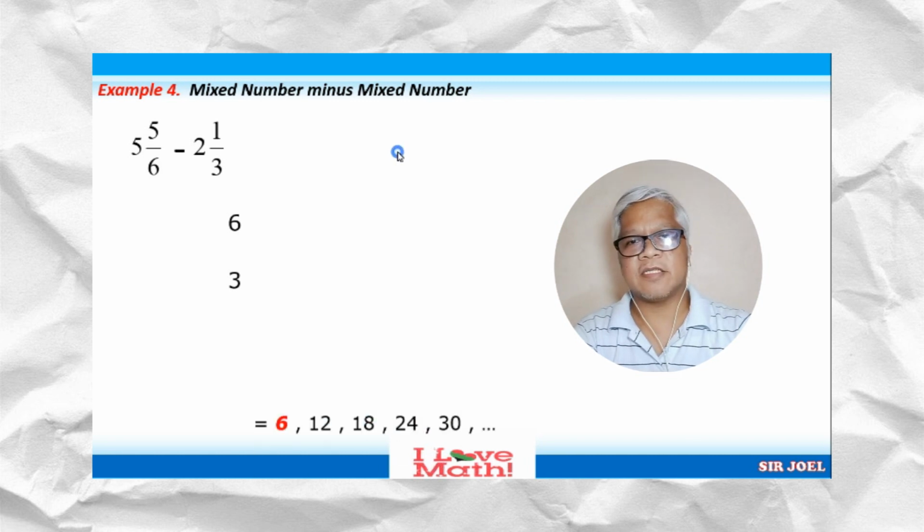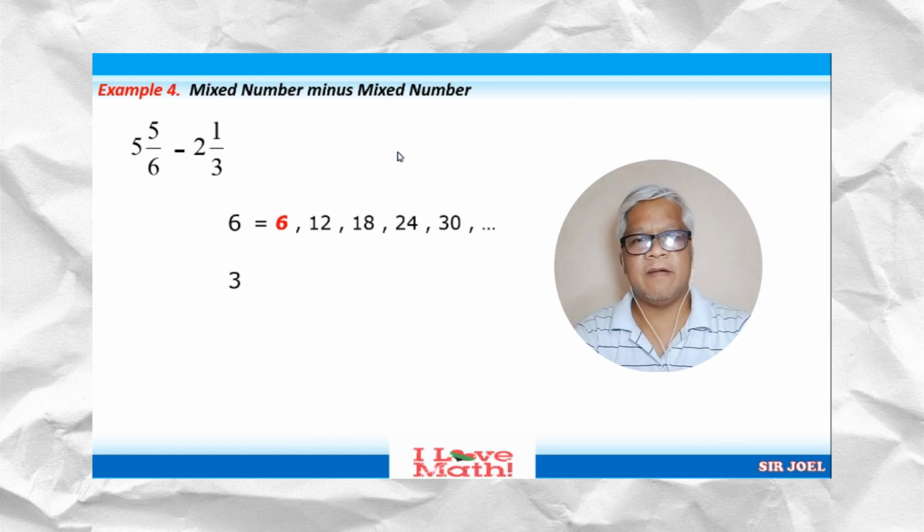Multiples of 6 are 6, 12, 18, 24, 30, and so on. So, i-multiply lang yung 6 sa 1 up to 5. Next, we have multiples of 3: 3, 6, 9, 12, 15, and so on. Multiply 3 sa 1 up to 5.